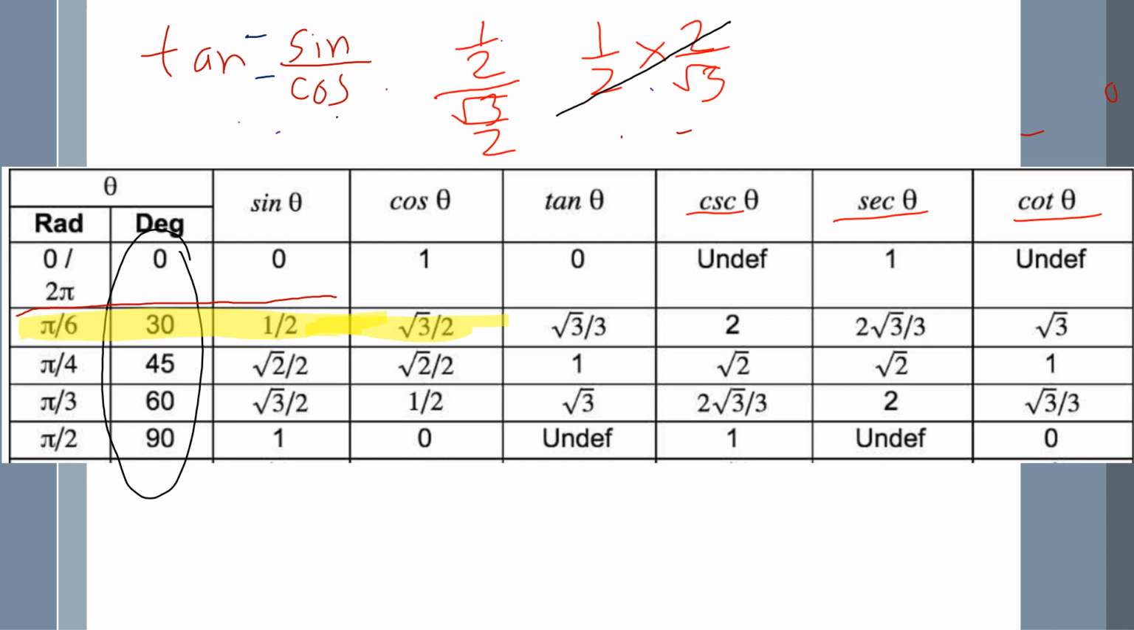When I cancel the twos, I'm left with 1 over square root 3. But let me ask you a question. Can I leave that as that? No, I got to rationalize the denominator.